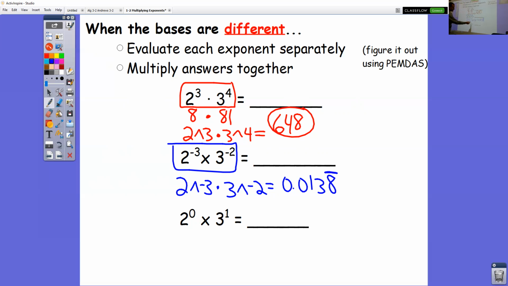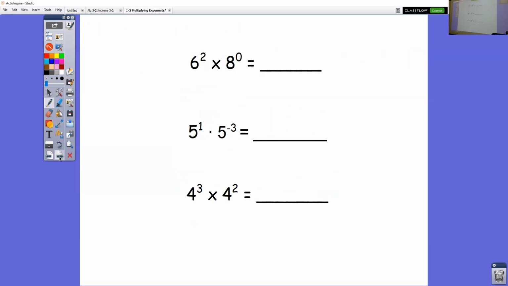2 to the 0 times 3 to the first. Again, they have different bases. All that we're going to do is type them right directly into the calculator, and we should get an answer of 3. So you can try these 3 on your own if you want. You can pause the video right here, and I will explain them in a second.